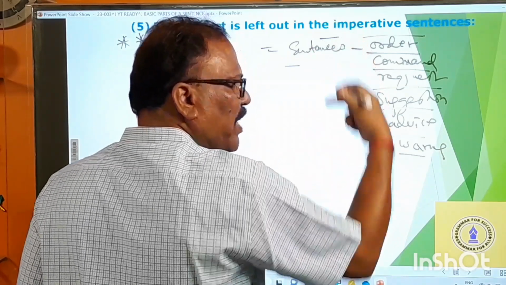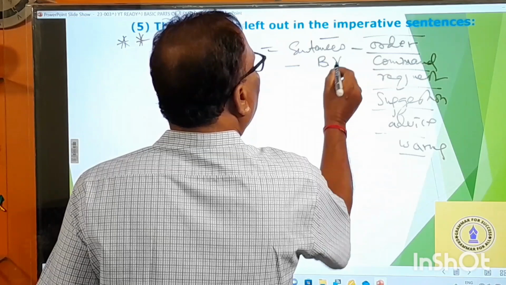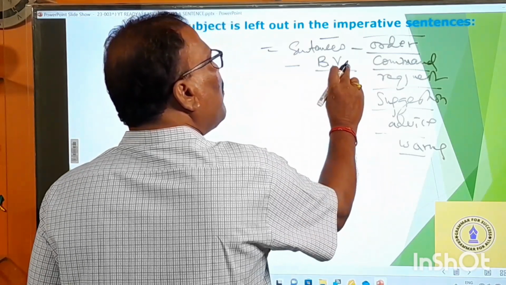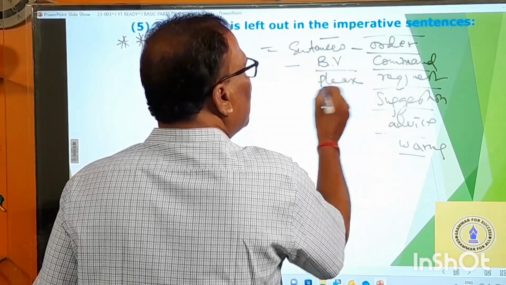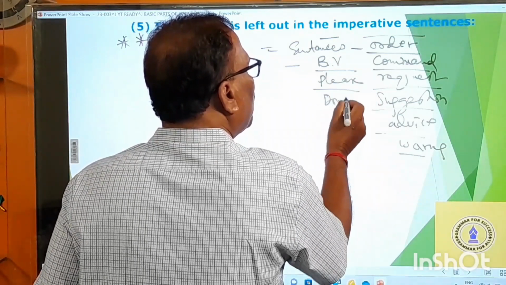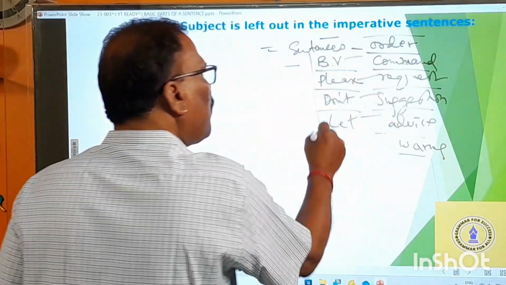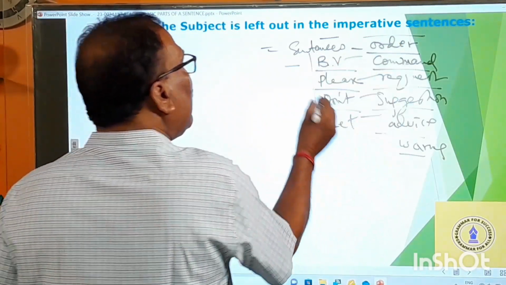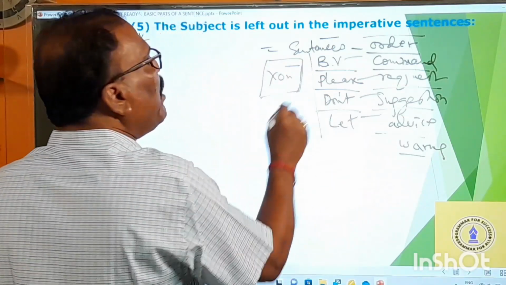And you know very well, these sentences have four specific things. They generally begin with a base form verb. First form of the verb is called the base form verb. Next, they begin with please. They begin with don't. They begin with let. These are the four features of these sentences. And in these sentences, the second person is omitted.